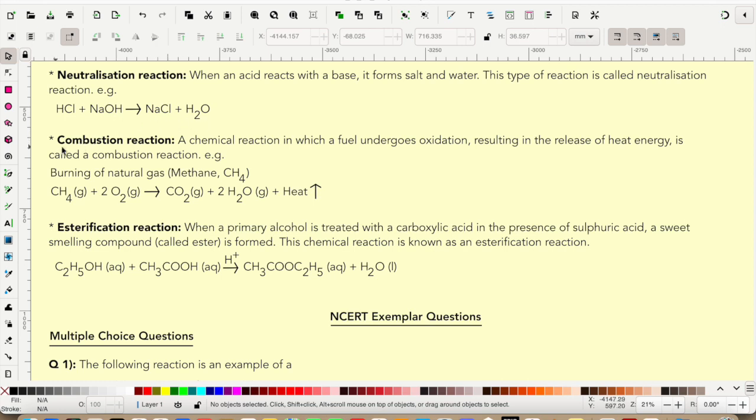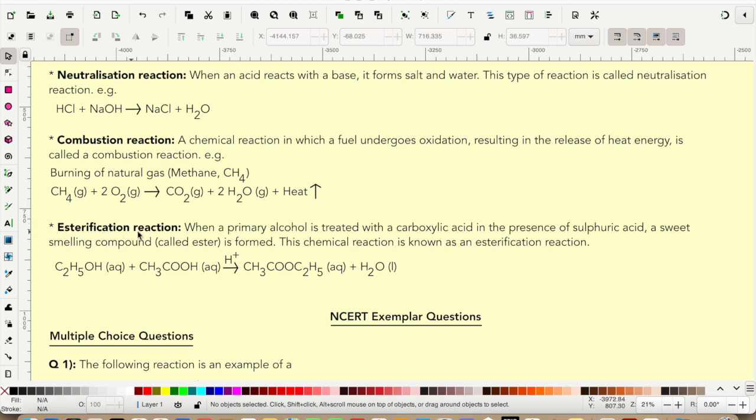Second one is combustion reaction. A chemical reaction in which a fuel undergoes oxidation resulting in the release of heat energy is called a combustion reaction. For example, burning of natural gas: CH4 plus 2O2 makes CO2 plus 2H2O plus heat.